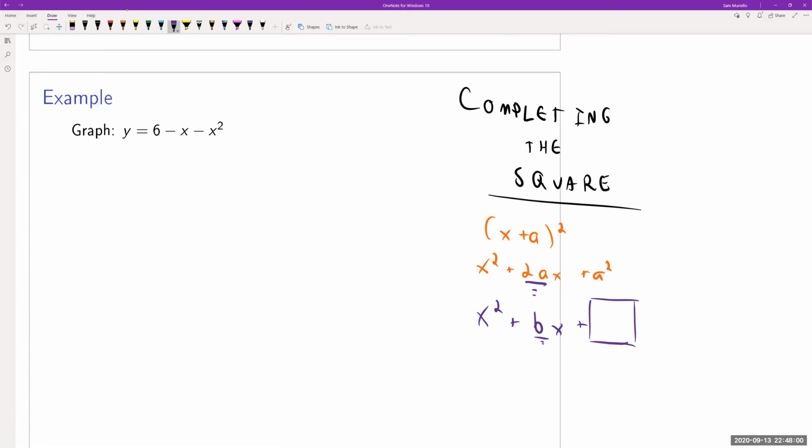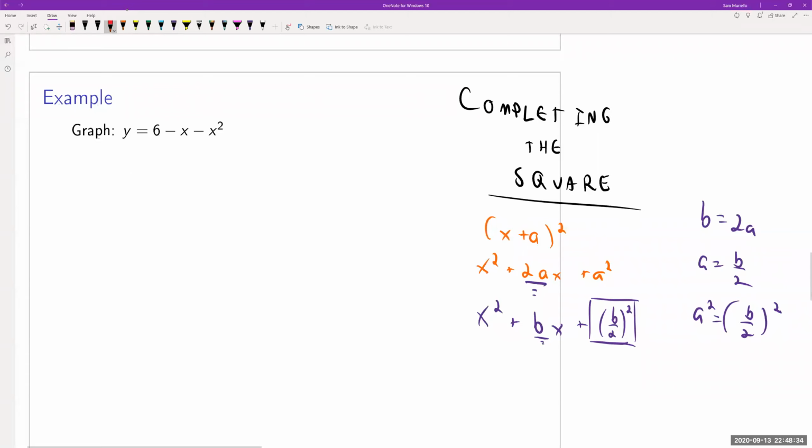Well, if b is equal to 2a, then that means a is equal to b over 2, and a squared is equal to b over 2 squared. So that's what I need to add to the box, b over 2 squared. So to complete the square, you'll write it out so that I have x squared. You'll add b over 2 squared after identifying what b is, and then you'll add that. Now, you'll need to add and subtract it so that you're not changing the equation. Let's go through this in an example here.